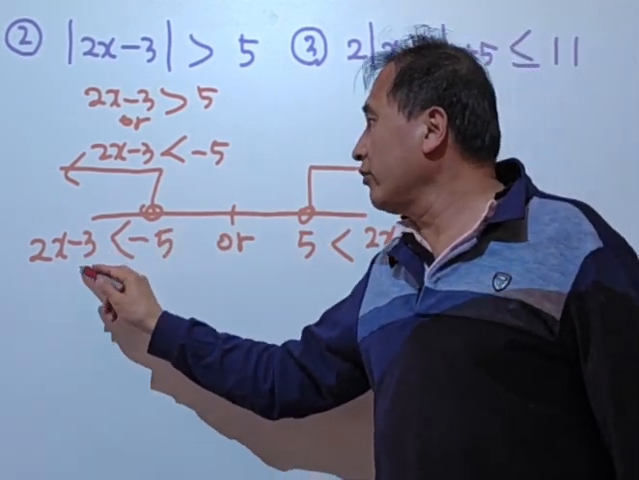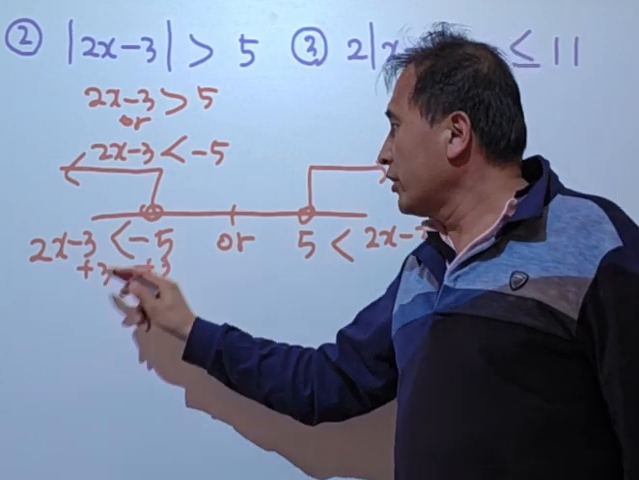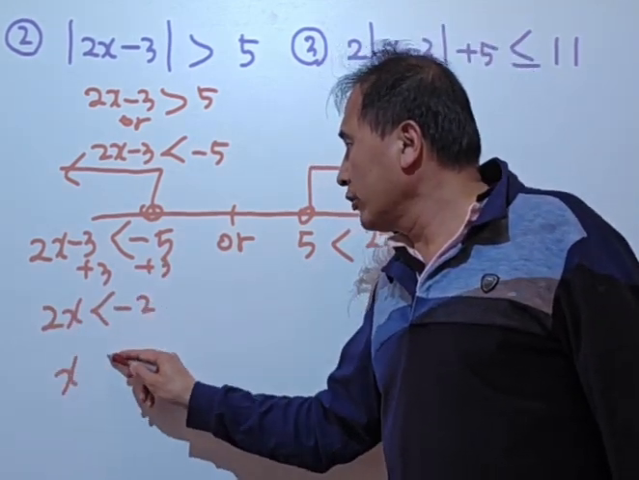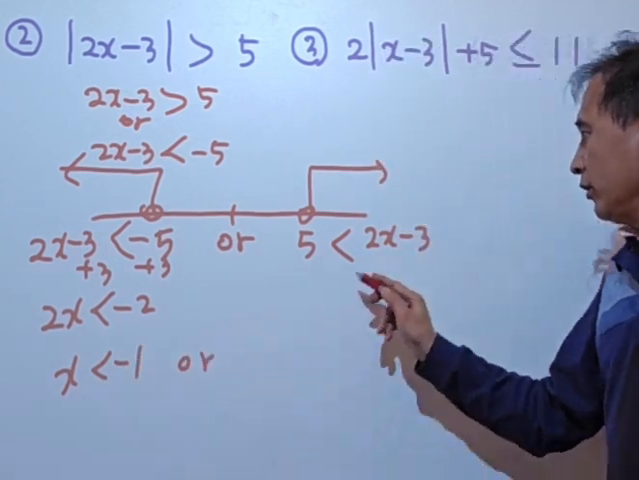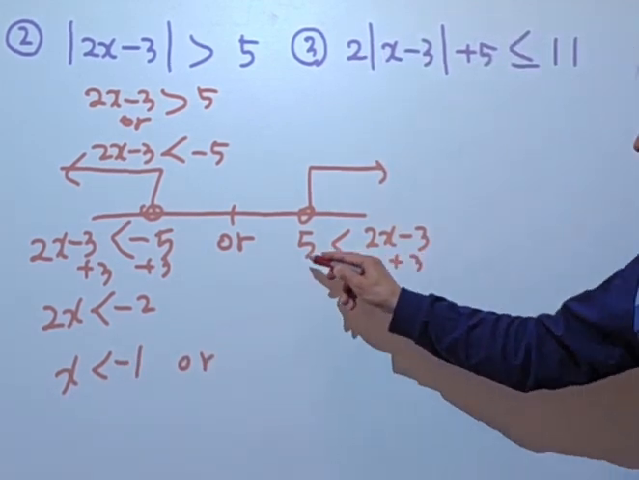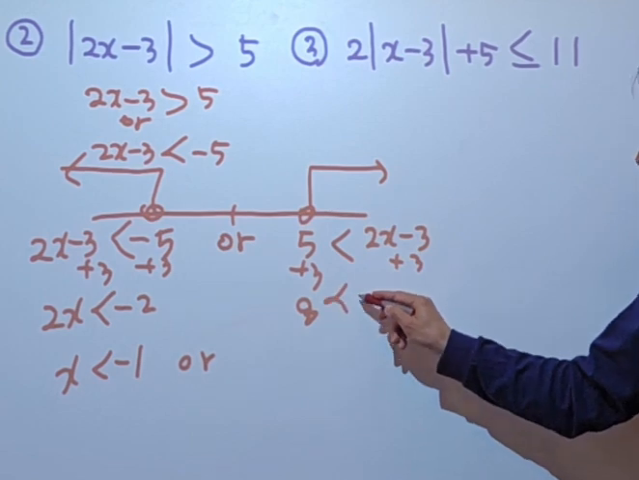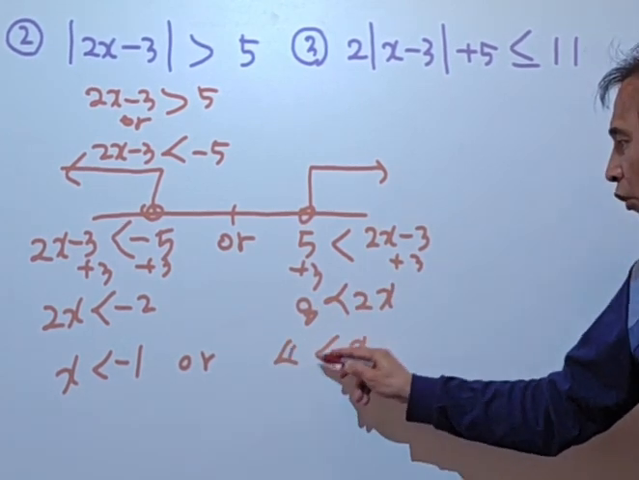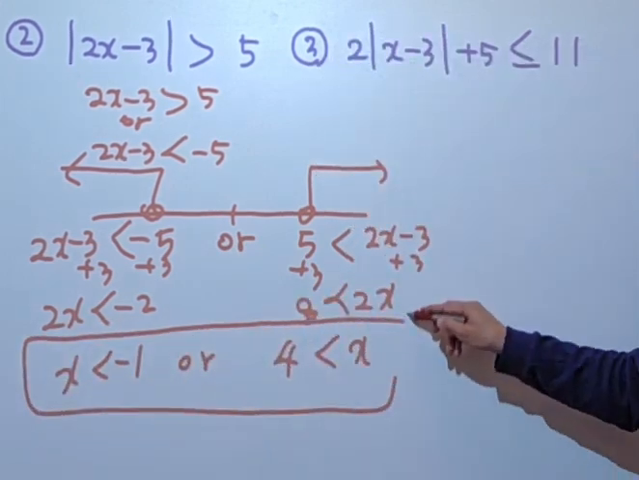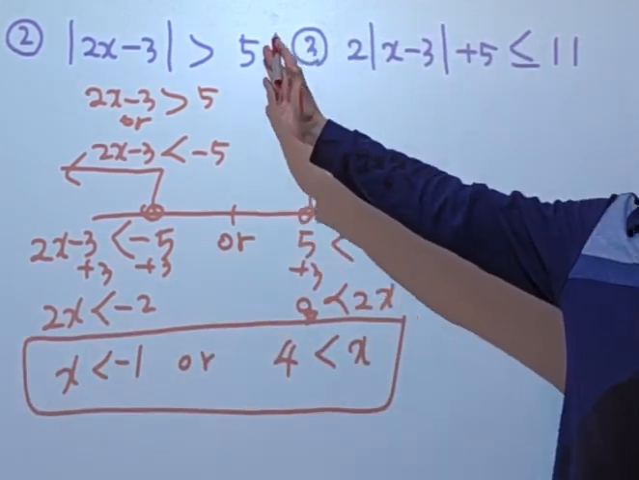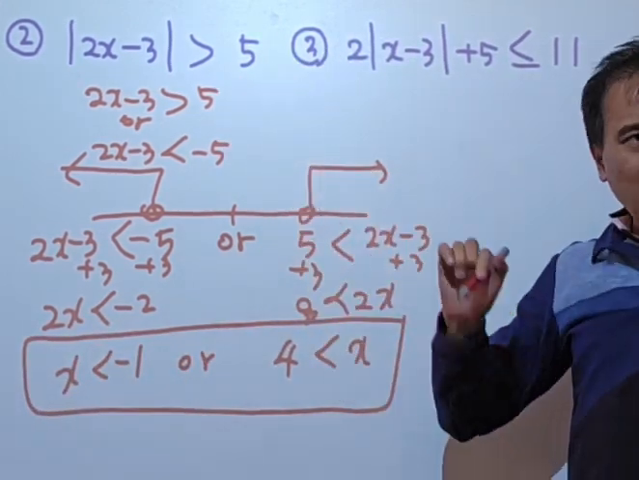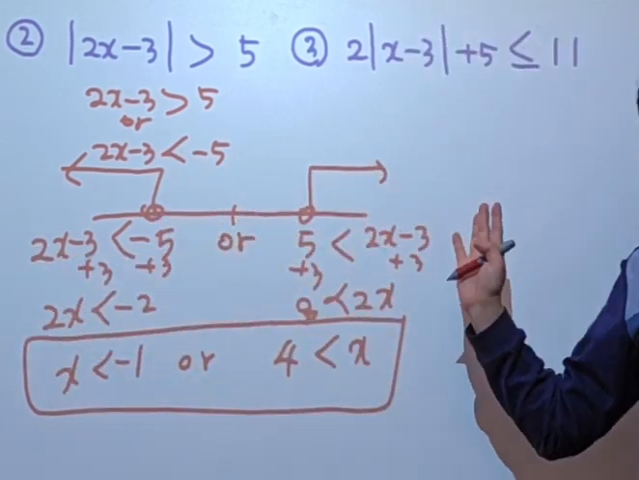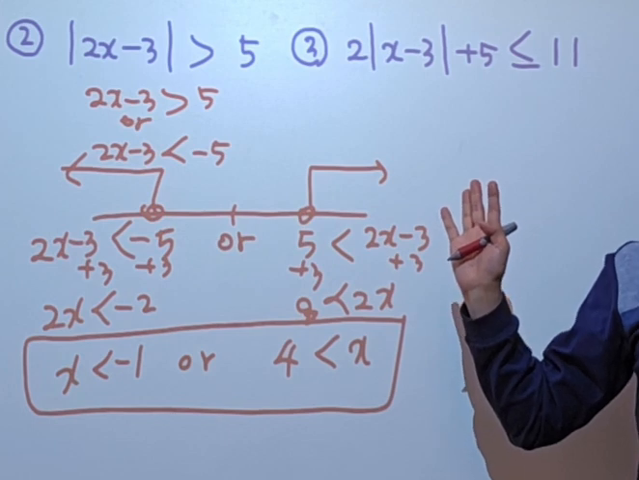So that means you add 3 here, add 3 here. So 2x is smaller than negative 2. So x is smaller than negative 1. Or solve this: you add 3 to both sides. This is 8. 2x is bigger than 8. Divide by 2. x is bigger than 4. This is the answer. So if the absolute value is bigger than some number, then it means bigger than the positive number or smaller than the negative number. Okay, outside. Everybody got it?